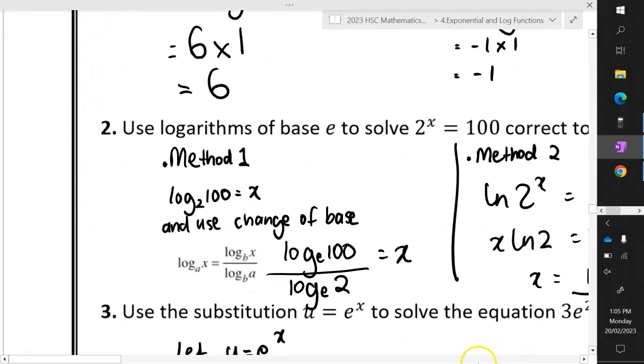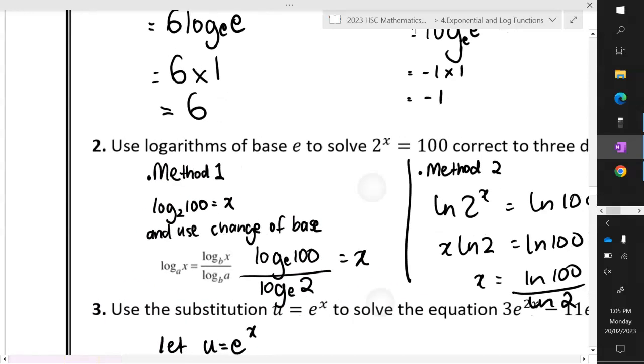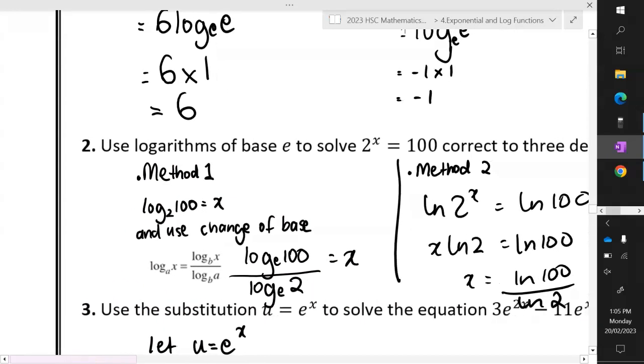Now, I'm going to give you 2 methods for this one. I'm probably recommending my first method, but there's always generally another method to do these. Okay, so it's saying use logarithms of base e to solve 2 to the x equals 100 to 3 decimal places. Method 1 is going to be, I want you to rewrite this exponential form in a logarithmic form. So what I've done is said, well, what does that mean? 2 to the x equals 100.